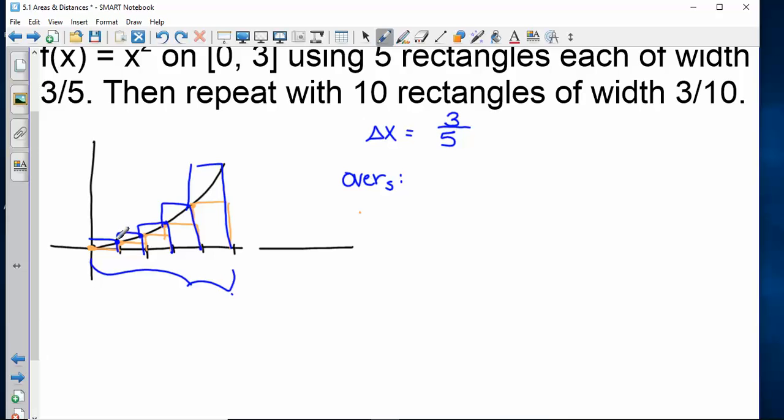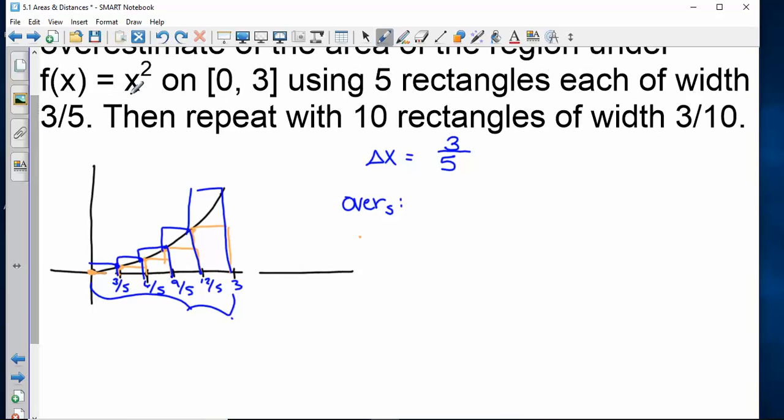What's my x right there? 1/5, right? Because we're going up, oh, sorry, not 1/5, 3/5. We're counting by 3/5 each time. So this would be like 3/5, 6/5, 9/5, 12/5, 15/5, which is 3. To find the y, you just plug your x into your equation.